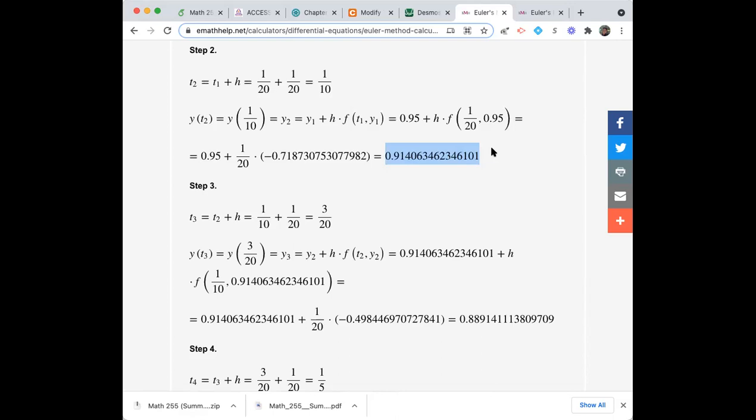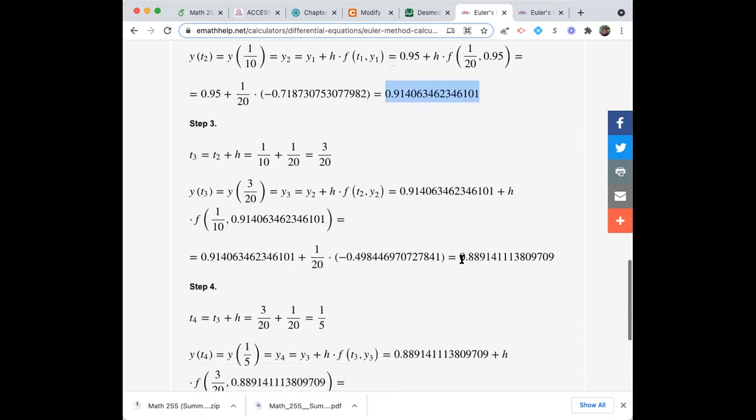I would say 4 decimals is enough, or 5 decimals, sorry. So 0.91406. All right. What comes after 0.1? If I add another 0.05, I get 0.15. And so that would be the y value from here. And that is 0.88914. And what happens if I add another 0.05? I get 0.2. Now that's the x value I'm looking for.